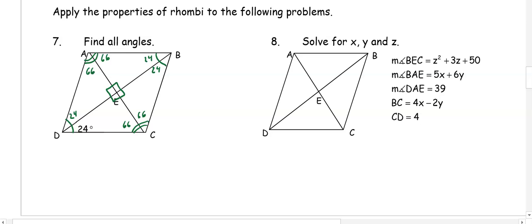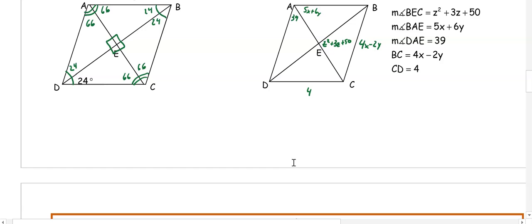In number 8, we want to solve for x, y, and z. So we know that BEC is z squared plus 3z plus 50. BAE is 5x plus 6y. DAE is 39. BC is 4x minus 2y. And CD is 4. So first let's solve for x and y using our system.